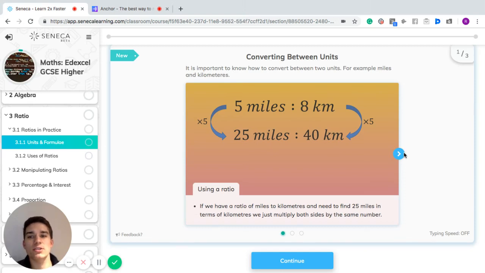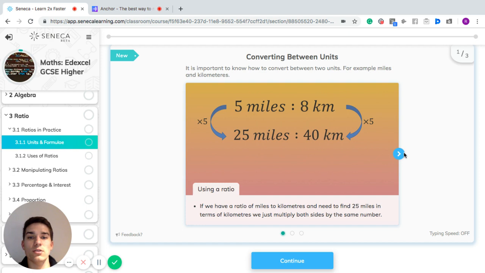So in this episode, we're going to look at units and formula in the frame of ratios. It's important to know how to convert between two different units. Two different units you might want to convert between are miles and kilometers. If you want to know distances and someone's quoted it in miles, but you want it in kilometers, you need to know how to convert between the two.